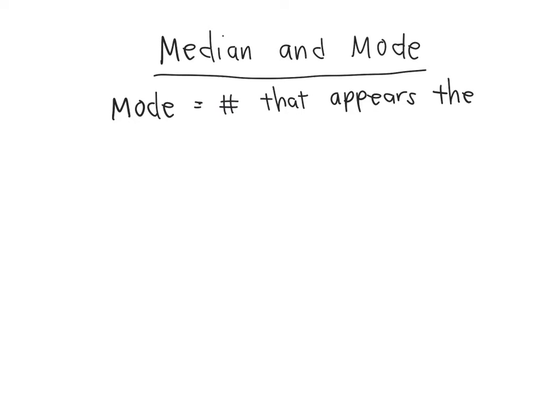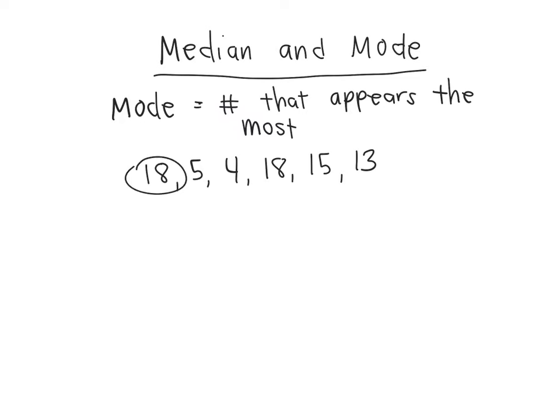Number that appears the most. So if you have a list of numbers, like 18, 5, 4, 18, 15, 13, the mode is the number that appears the most. So you just look at the set of numbers. Okay, so you have 18, 5, 4, 18, 15, 13. Which number appears the most? Well, it's 18 because it appears twice, where everything else appears once.